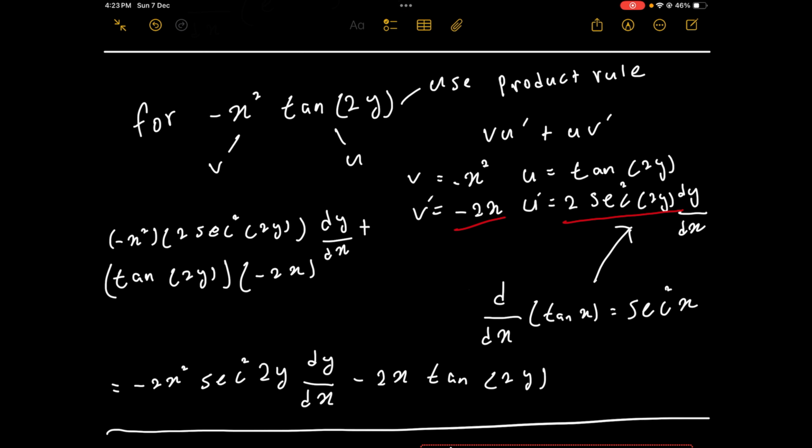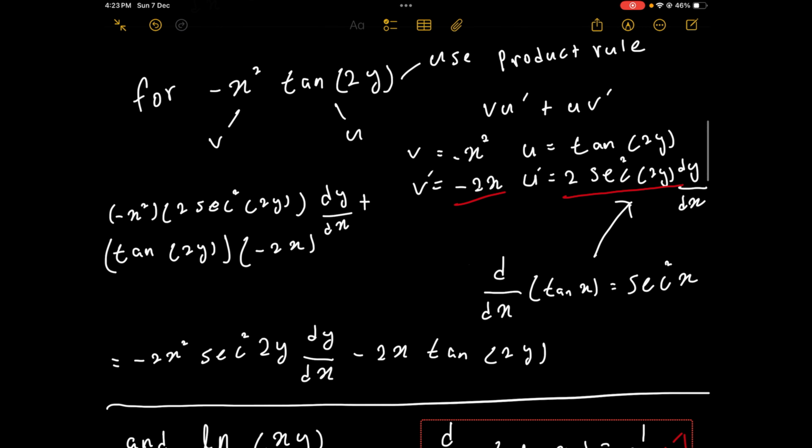The second term is negative x squared tan 2y. We will use the product rule because it is two things multiplied together. We label v as negative x squared and u as tan 2y. V prime and u prime are the derivative values. V prime equals negative 2x, u prime equals 2 sec squared 2y dy over dx. Then we substitute them into the product rule: negative x squared times 2 sec squared 2y dy over dx plus tan 2y times negative 2x.